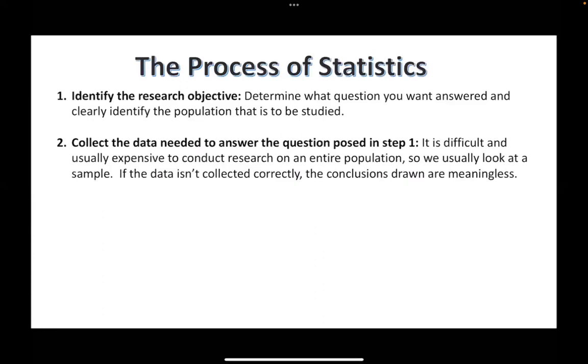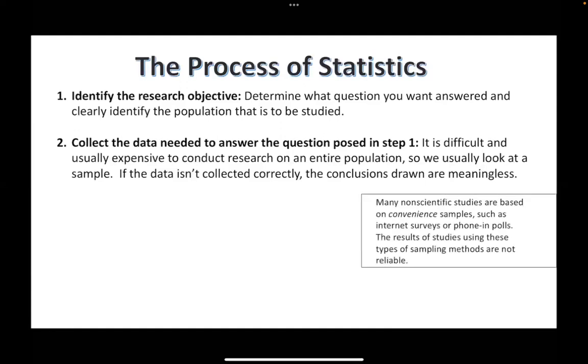When it says if the data isn't collected correctly, what that's referring to is that it needs to be random. We need to randomly select, because if we're not collecting randomly, then you're going to end up with issues. Next, this talks about non-random samples. There are a lot of studies that are convenience samples. You've all probably seen these: internet surveys, phone-in polls, things like that.